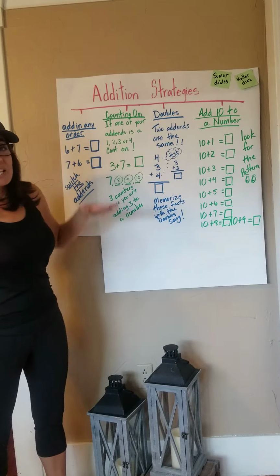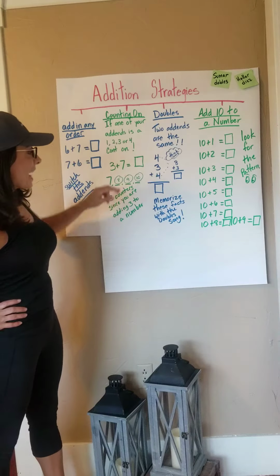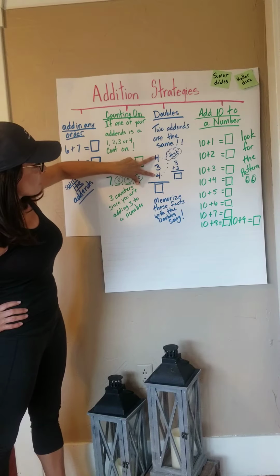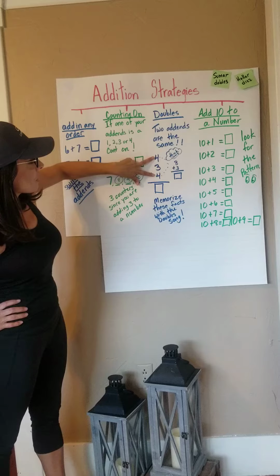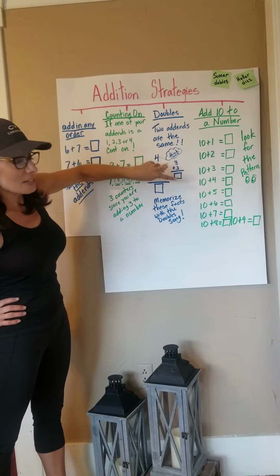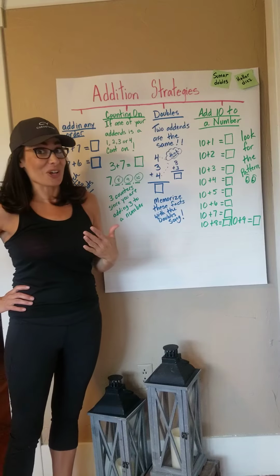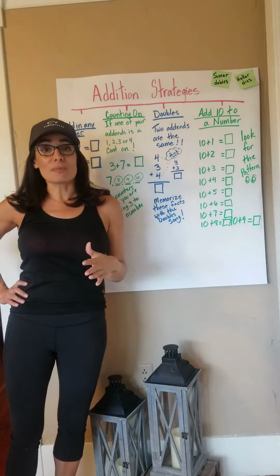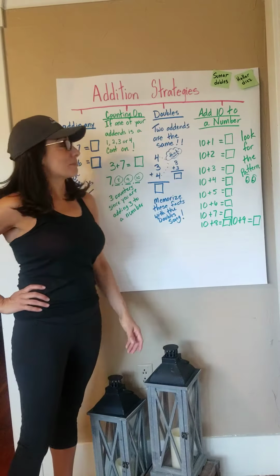Now here I have an example with 3 add-ins, and I notice that there's a double. So you can add your 4 plus 4 and think, okay, 4 plus 4 is 8, so 8 plus 3 is... So see if you can solve that one, and listen to the double song as often as you want.